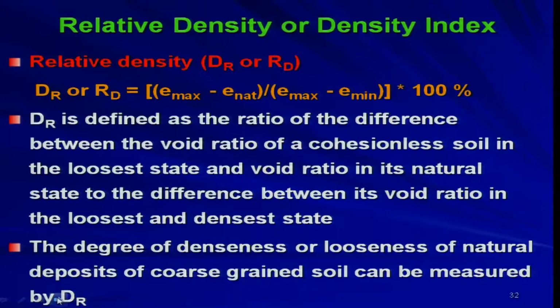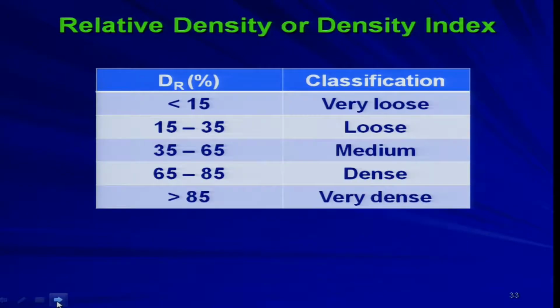The degree of denseness or looseness of natural deposits of coarse grained soil can be measured by relative density. So, this table will give you the idea between relative density and the classification of soil. If Dr is less than 15%, then it is very loose soil. As Dr increases, it goes to denser soil. 15 to 35 it is loose, 35 to 65 it is medium, 65 to 85 it is dense, and if it is greater than 85%, then it is very dense soil.